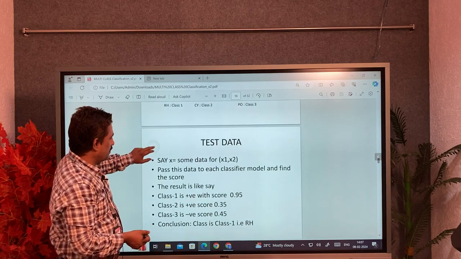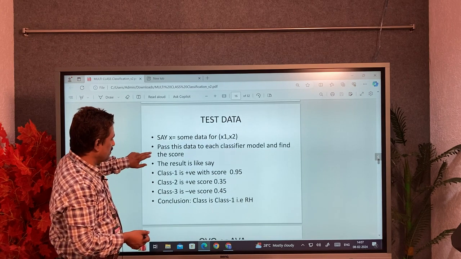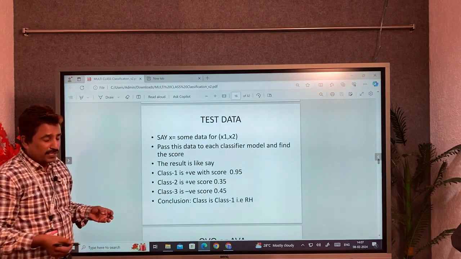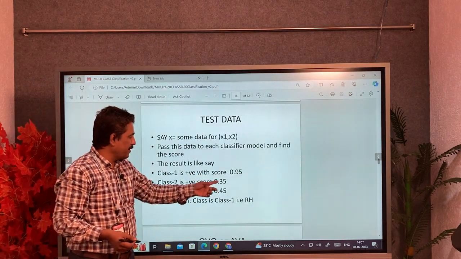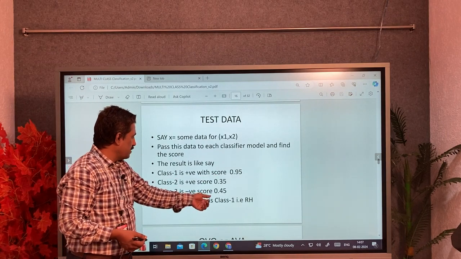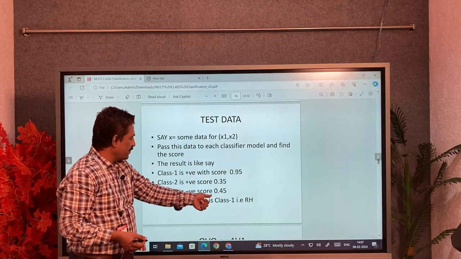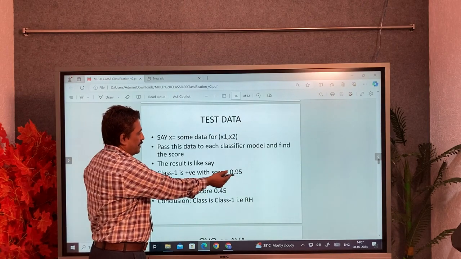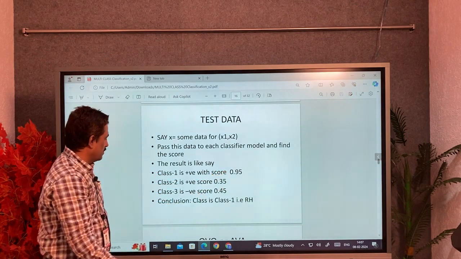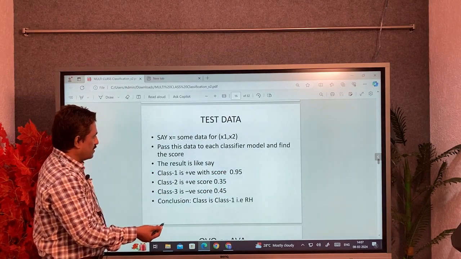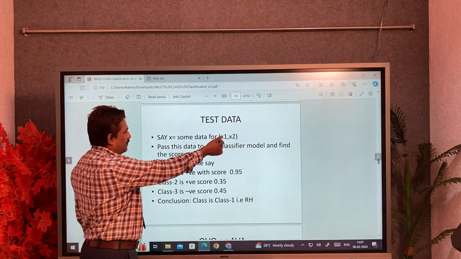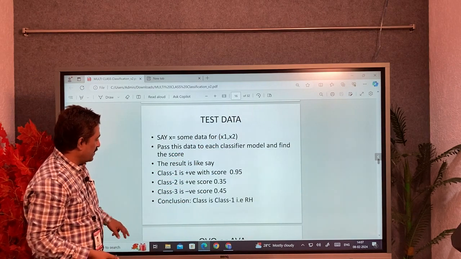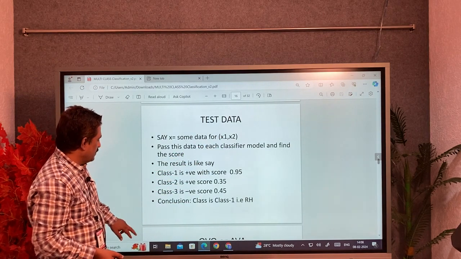So after that, say we got some result like this. So we give some test data. Suppose we calculate H1, H2, H3. So H1 you got 0.95, H2 is 0.35, and H3 is 0.45. Among all this, the highest is 0.95. So that is our class. So class 1 is the answer for the test data, okay. So like this we can apply one versus all, okay.